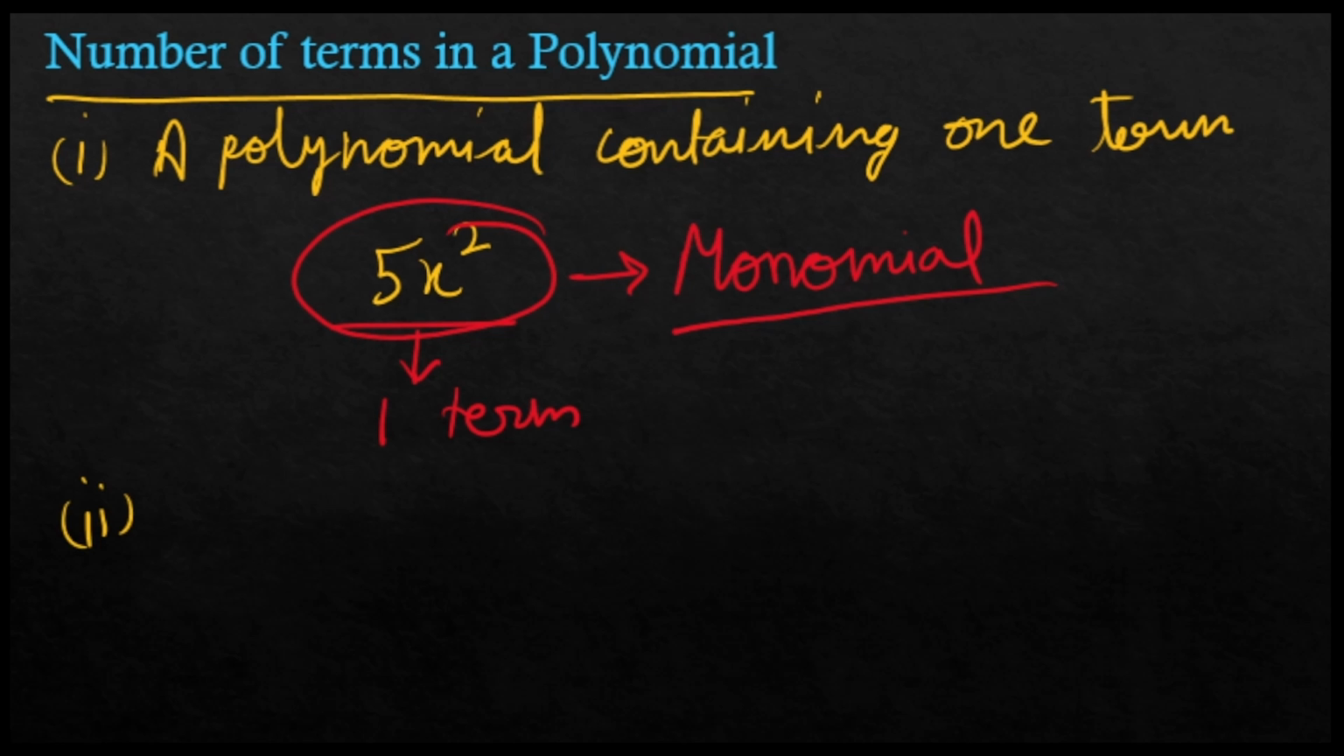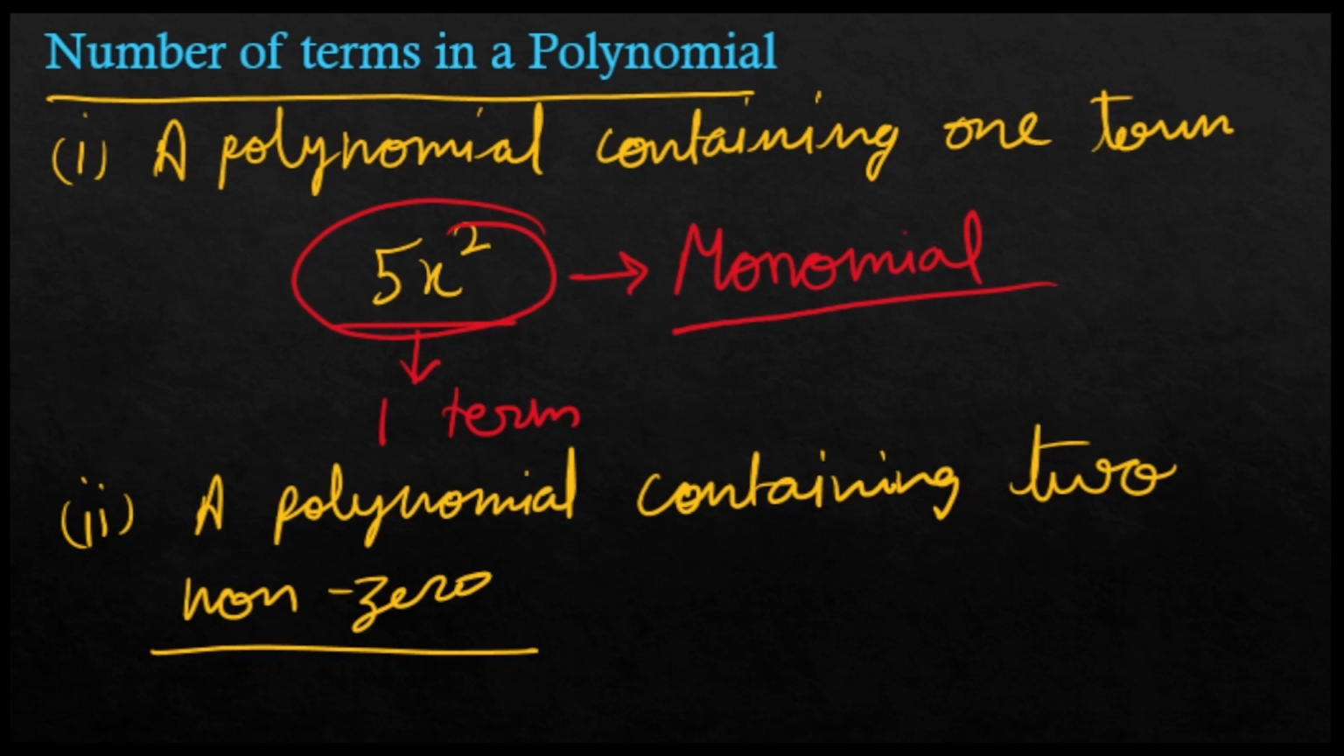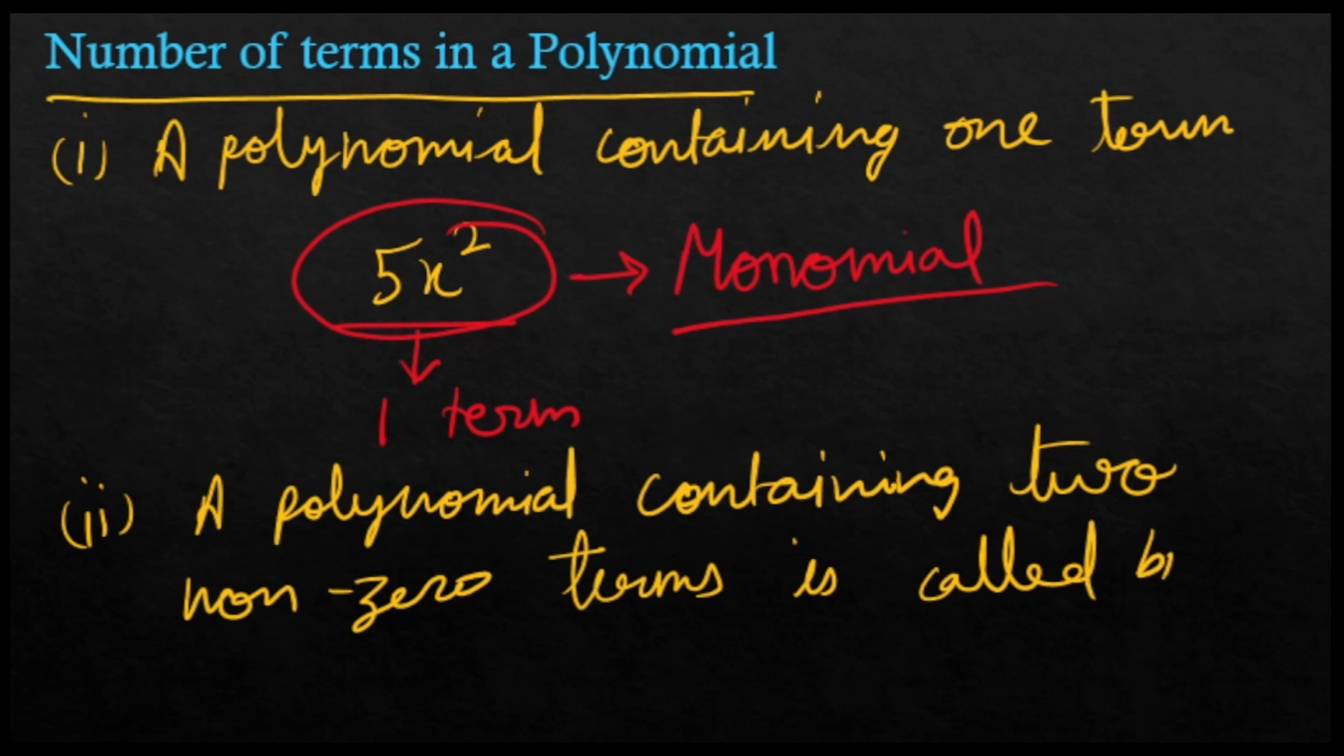Second, if a polynomial contains two non-zero terms. What do we mean by non-zero? That is, not equal to 0. The value of these terms is not equal to 0. So a polynomial containing two non-zero terms is called a binomial.